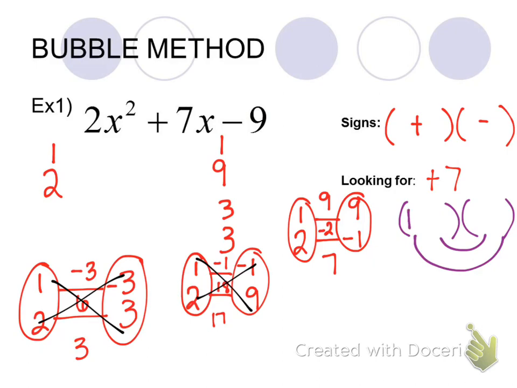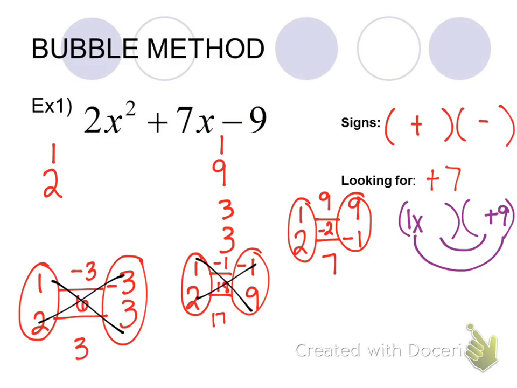So the 1 and the 9 have to be connected in the smiley face. What I mean by that is I would put a 1x in the front. We're still going to have a variable in the front. And then I'm going to have a plus 9 in the back of the other set. They're connected. That one's not terrible.